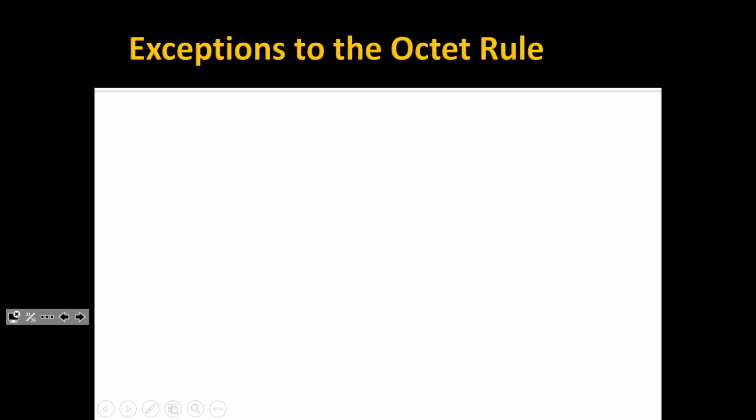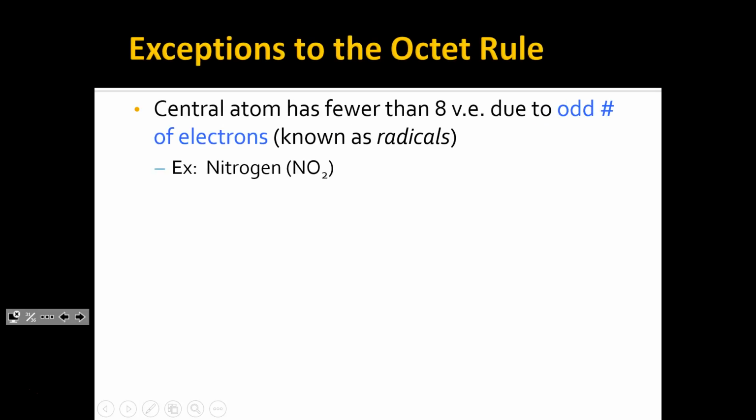The other exception is you can have the central atom have fewer than 8 valence electrons, and this is due to there being an odd number of electrons. Okay, so this is going to be known as radicals. So let's look at NO2, and specifically it's the nitrogen part of NO2. So you have nitrogen that's in the center, 2 oxygens that are on the outside. Nitrogen has 5 valence electrons, oxygen has 6, but there's 2 of them, so that's 12. So 17 valence electrons total. Already you can tell this is going to be some nastiness. But let's take a look.